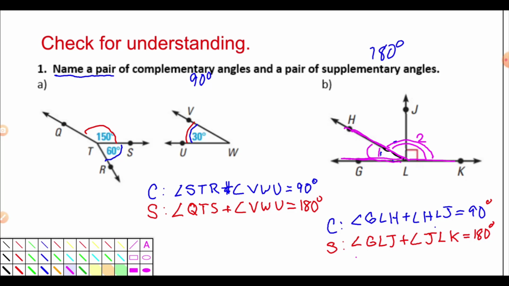So I can write that angle. Usually I would write it like this. The measure of angle GLH plus the measure of angle HLK is equal to 180 degrees. All right, so perfect. And this is also another pair of supplementary. So there was actually two supplementary pairs in this problem. All right, well done. Let's move on.